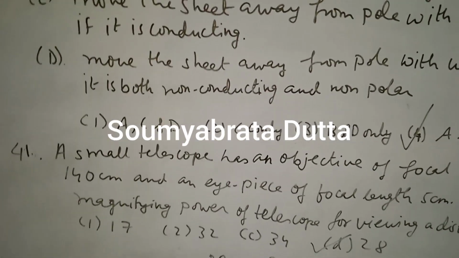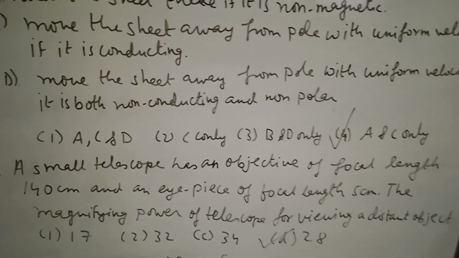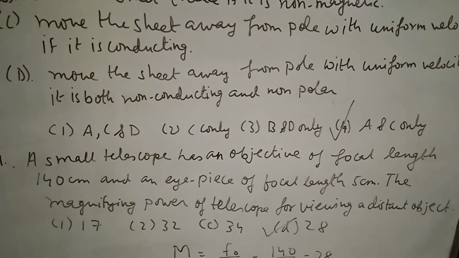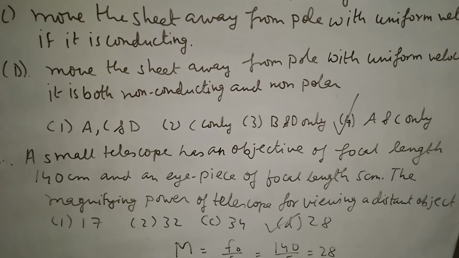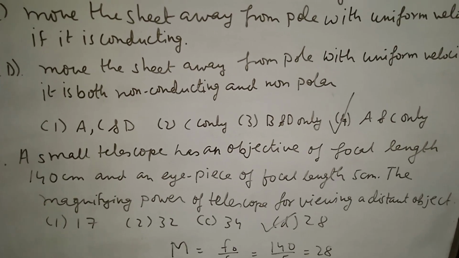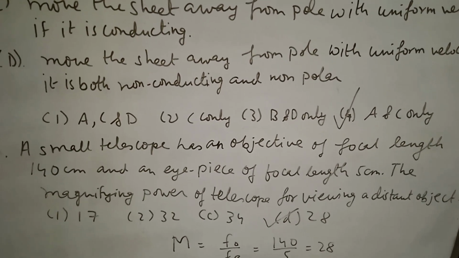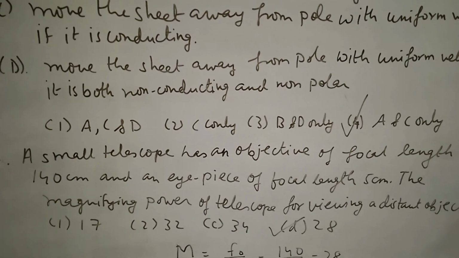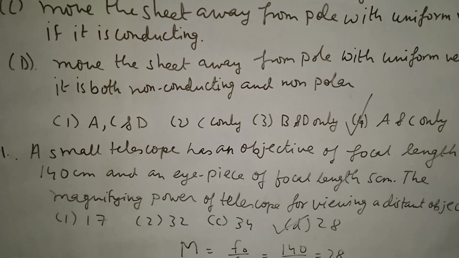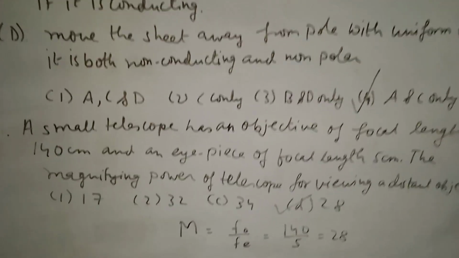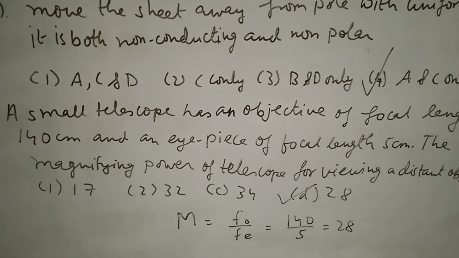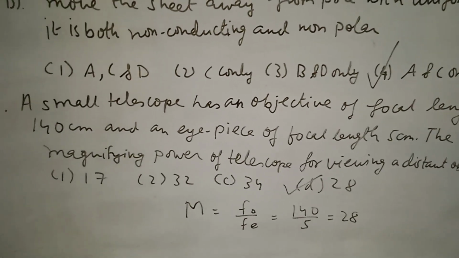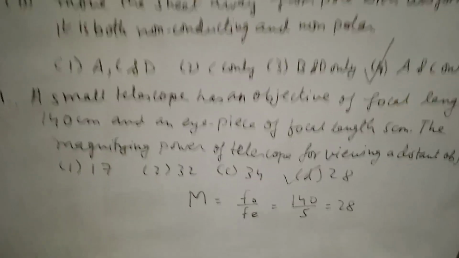Next, question number 41. A small telescope has an objective of focal length 140 cm and an eyepiece of focal length 5 cm. The magnifying power of the telescope for viewing a distant object is 17, 32, 34, or 28, as per the options. As you know, magnification equals f_o by f_e, the focal length of the objective by the focal length of the eyepiece. It is given as 140 by 5, so it is equal to 28. So option D is correct.